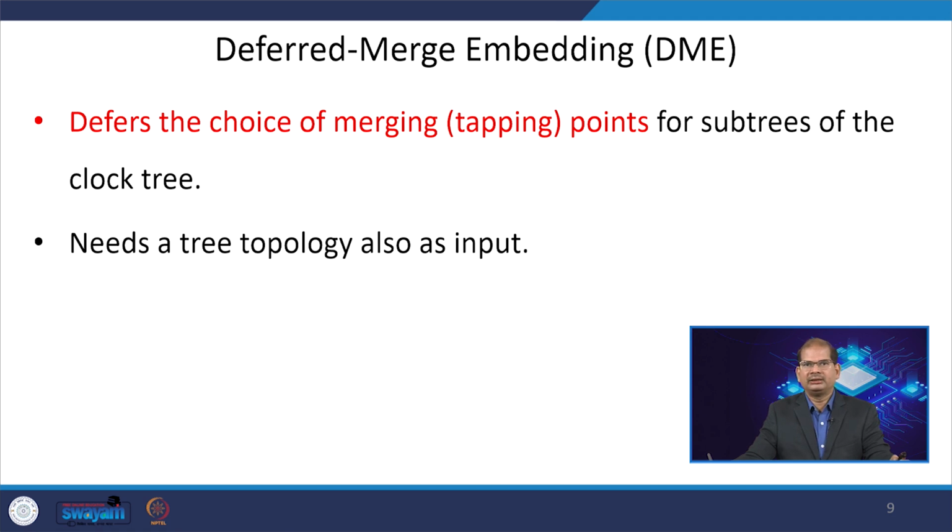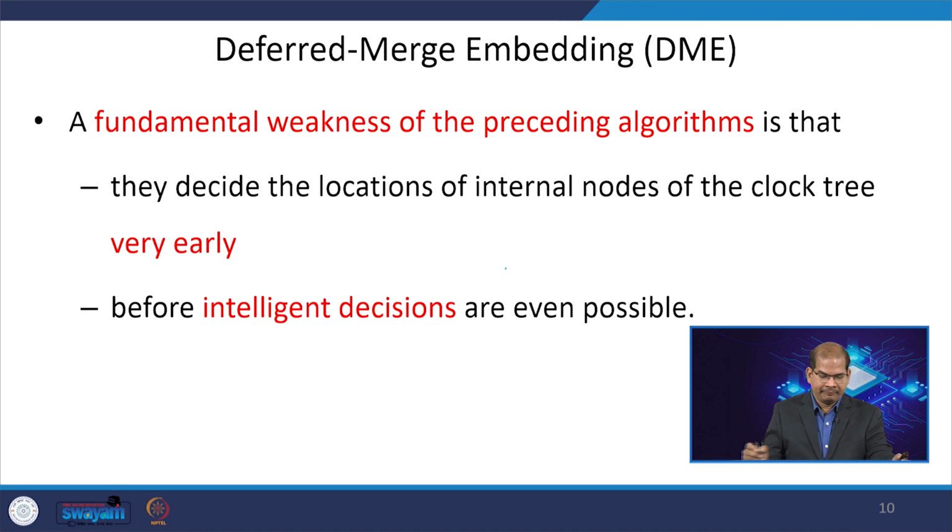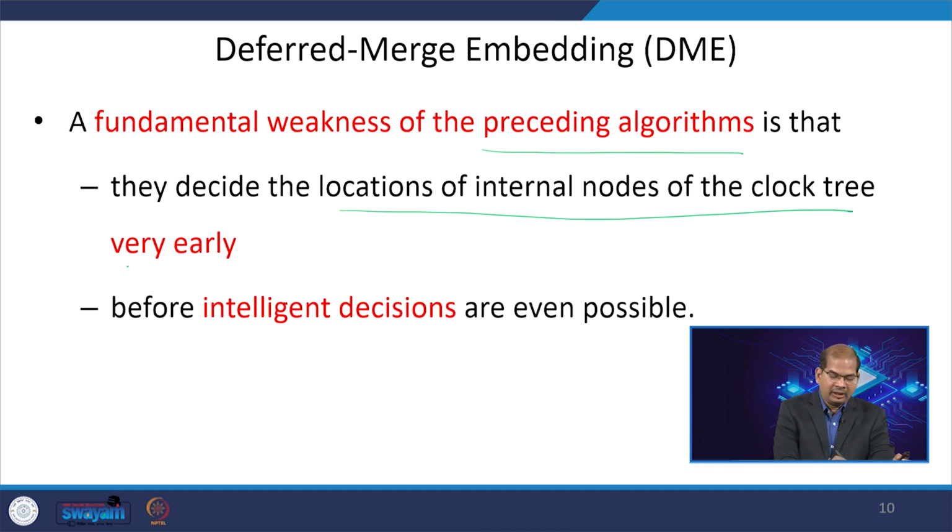What is happening here is that we are basically delaying the choice of tapping point for the subtrees of the clock tree. We are delaying that, and we need a tree topology as input to the algorithm. The fundamental limitation of the previous algorithm is that it determines the location of the internal node of the clock tree very early.